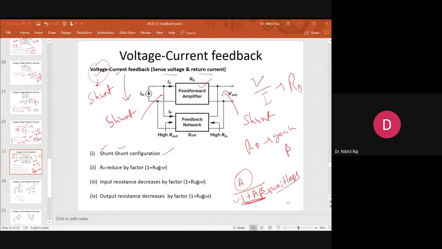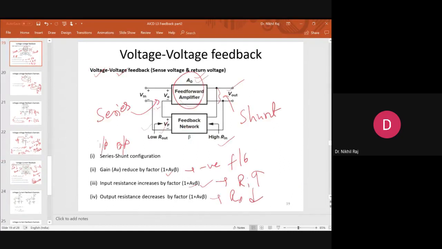So to become unitless, if it is R0, what should be feedback? Feedback should be the opposite of the amplifier's unit. So here the amplifier unit is R0 impedance, so the feedback network must be in the form of Gm, then only it will cancel out. So that's why a feedback network will consist of a Gm value. However, in the earlier case, A was unitless, so beta can be anything.